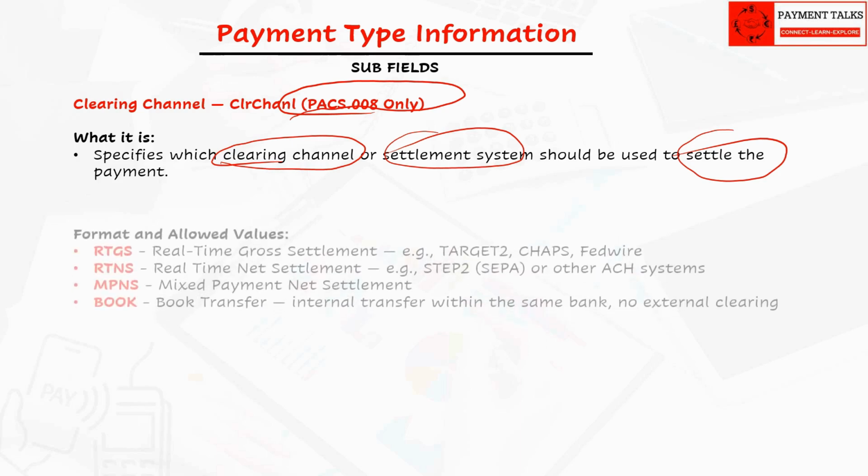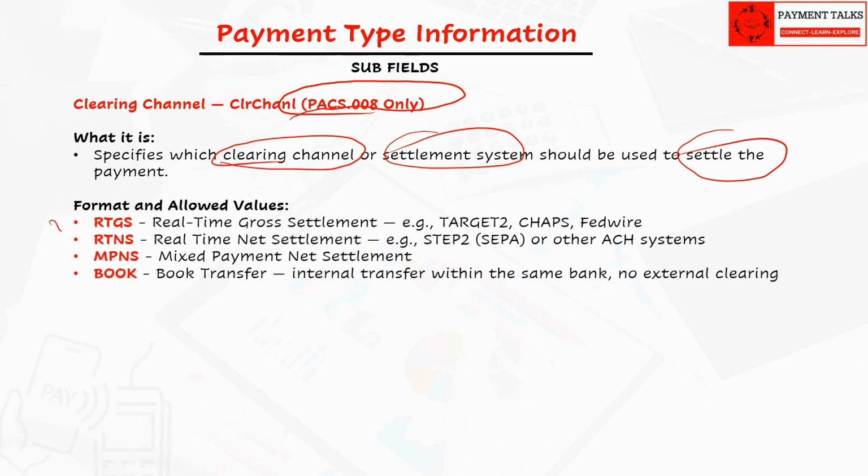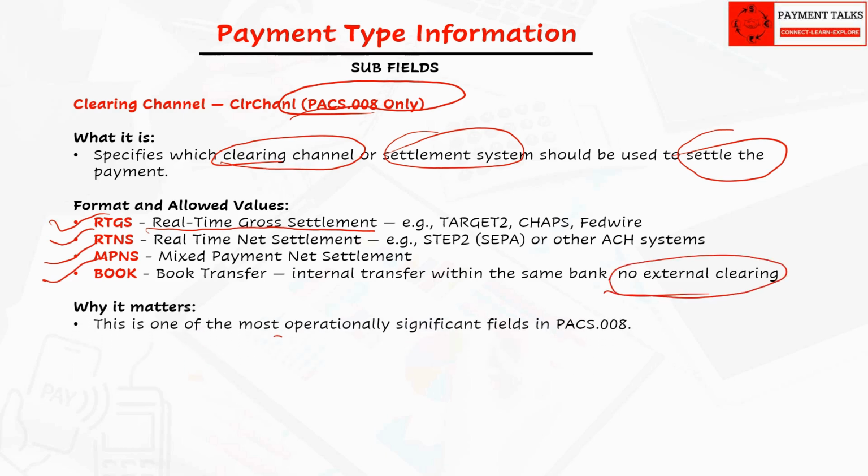Only 4 values are allowed. They are RTGS, real-time gross settlement. Example, TARGET2 in Europe, CHAPS in UK, Fedwire in the USA. Then RTNS, real-time net settlement. Example, STEP2, SEPA or other ACH systems. Next, MPNS, mixed payment net settlement. And last is book transfer. Internal transfer within the same bank, no external clearing needed. Why does it matter? This is one of the most operationally significant fields in PACS.008.